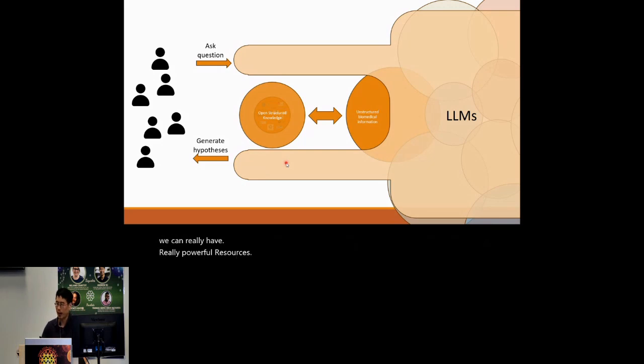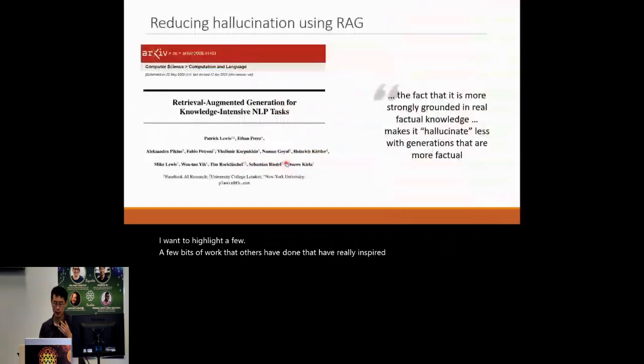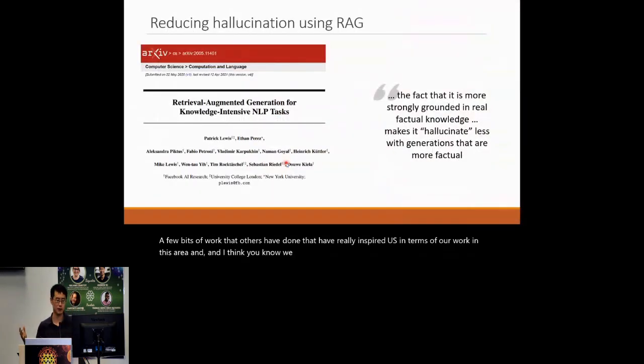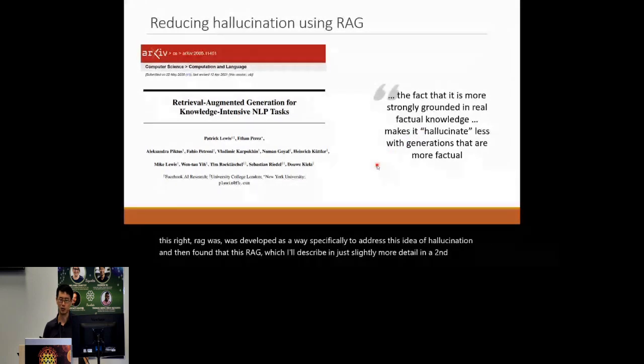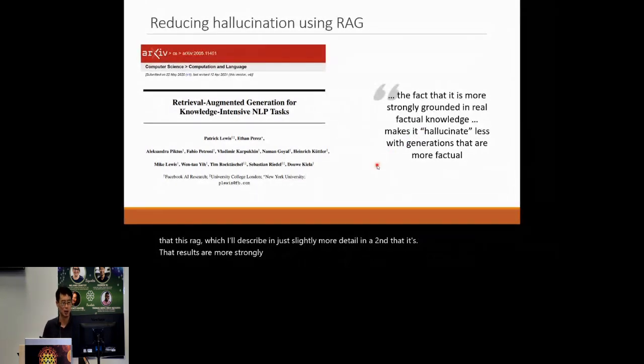I want to highlight a few bits of work that others have done that have really inspired us in terms of our work in this area. And I think we start back with this idea of retrieval augmented generation, so RAG. So just for the few people who perhaps aren't familiar with this, RAG was developed specifically to address this idea of hallucination, and it was found that RAG, which I'll describe in slightly more detail in a second, results in outputs that are more strongly grounded in real factual knowledge.